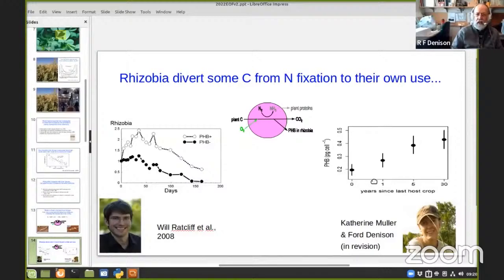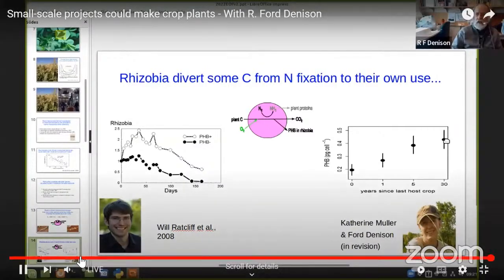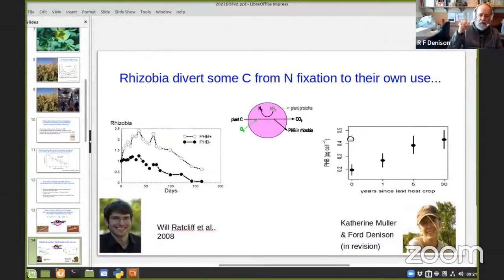Well, the bacteria benefit from this. They found that when the rhizobia have been in a root nodule, they put more of their energy into PHB and less into fixing nitrogen for the plant.